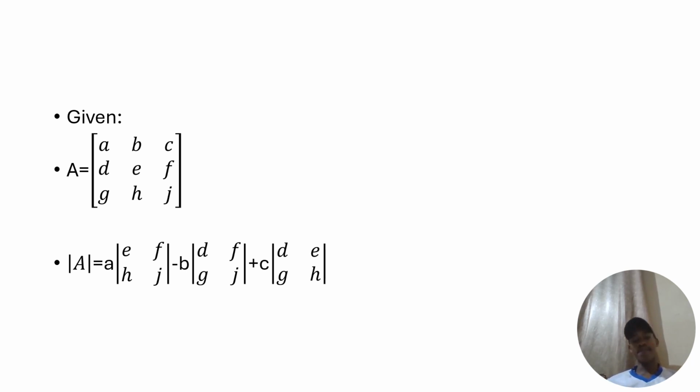So you get the determinant of that using the method of a 2 by 2 matrix, as we have defined the determinant: major diagonal minus minor diagonal. Here the major diagonal is ej and the minor diagonal is hf. So you bring the entries of a, subtract the entries of b, and again add the entries of c. That is how we get the determinant of a 3 by 3 matrix.